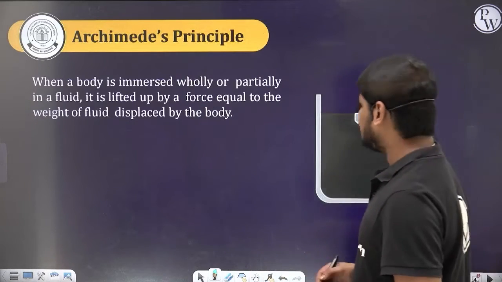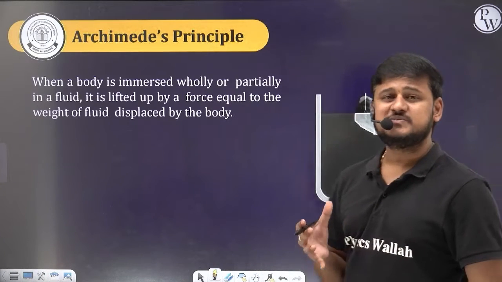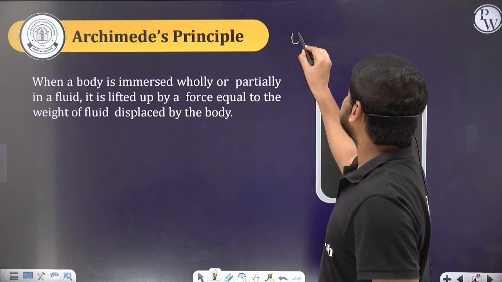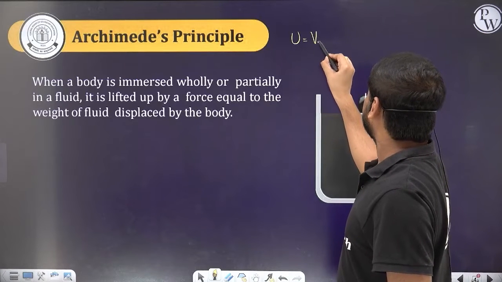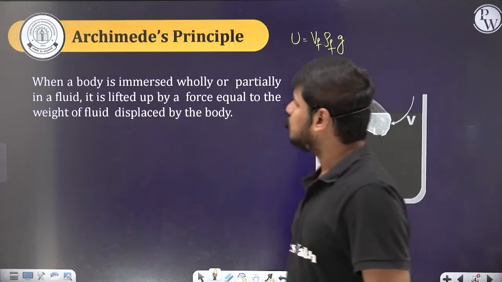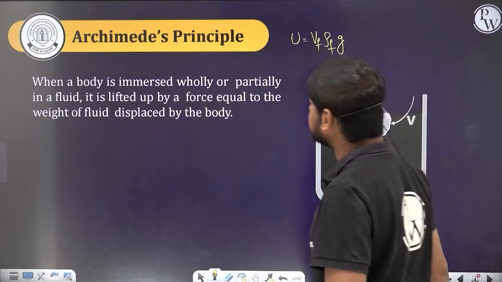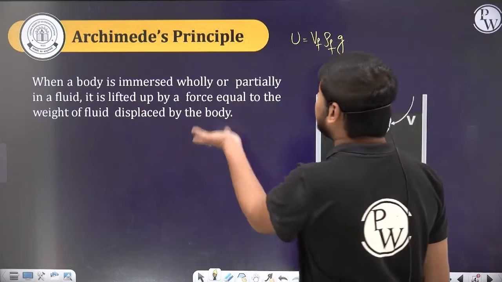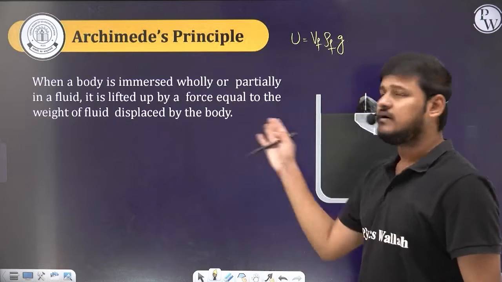Now, what does the Archimedes principle say? The Archimedes principle actually defines the buoyancy. That is, the buoyancy is U equals Vf rho f into g. Remember this. Now what does the Archimedes principle state? When a body is immersed wholly or partially in a fluid, it is lifted up by a force equal to the weight of fluid displaced by the body.